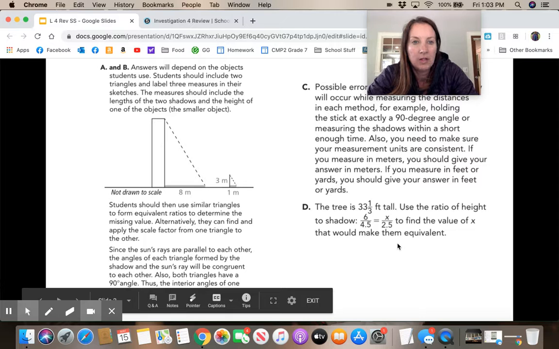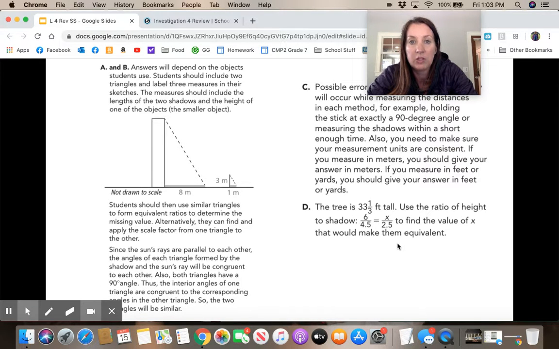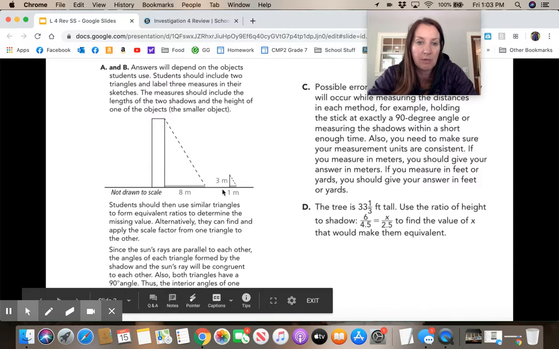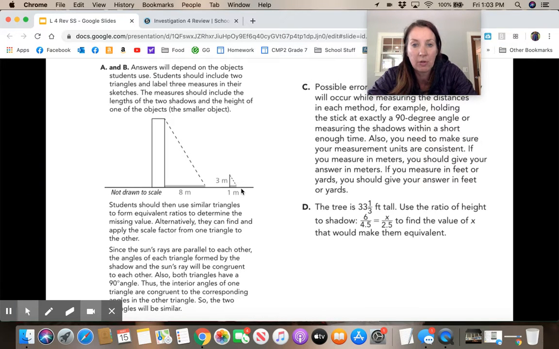So in questions A and B, your answers will obviously depend on what you chose to measure. So you should have two triangles labeled with the measurements. Here's an example of something they may have drawn. You would then use similar triangles to form equivalent ratios and determine the missing value. You could have found scale factor depending on the measurements.